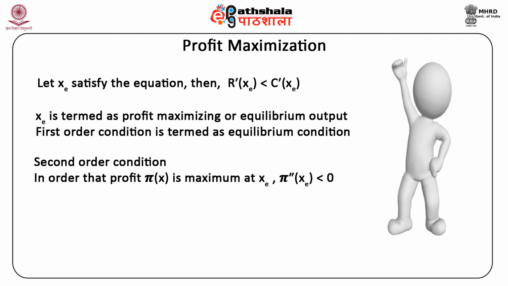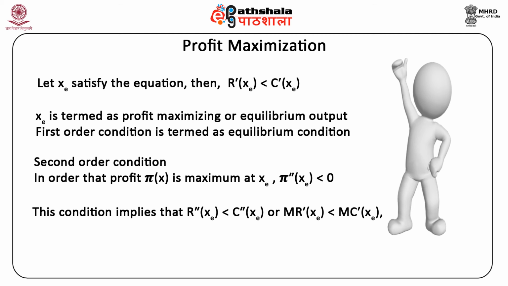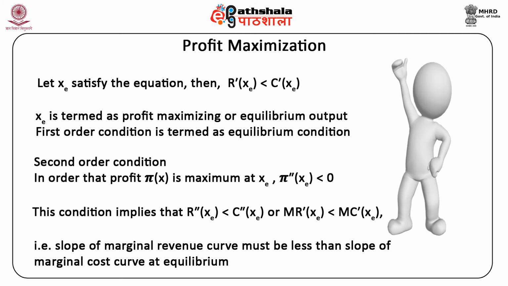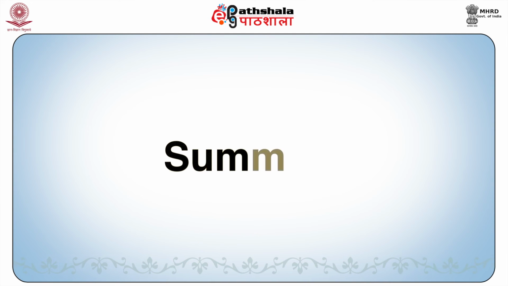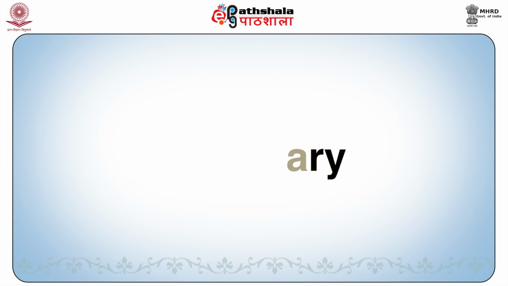The second order condition: in order that the profit pi is maximum at XE, we should have the double derivative of pi less than 0. This condition implies that the double derivative of the revenue function is less than the double derivative of the cost function at XE, or MR dash XE is less than MC dash XE. That is, the slope of the marginal revenue function must be less than the slope of the marginal cost function at the equilibrium. Let us now summarize what we have learned in this module.